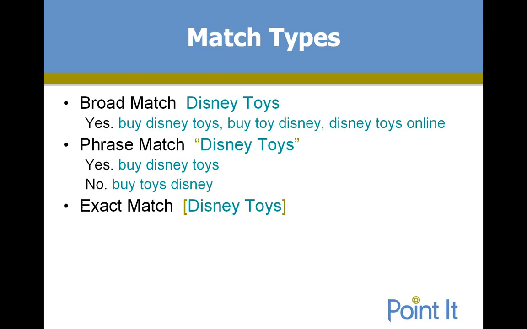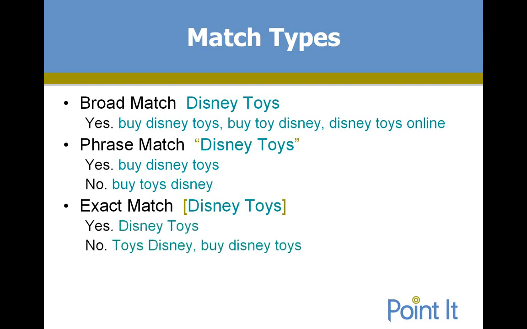Exact match has brackets around it. That's how you denote in the system that it's an exact match. And in that case, you would only come up if somebody performs a query on Disney toys. You would not come up in the following other examples, for instance.